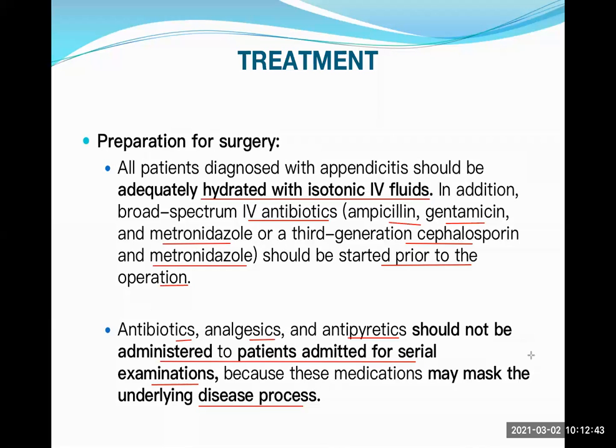But having said that, if the patient looks very sick, if the patient already has features of peritonitis, or is in shock or sepsis, I have to give antibiotics as soon as possible. Okay, there are some other ways for the diagnosis also.